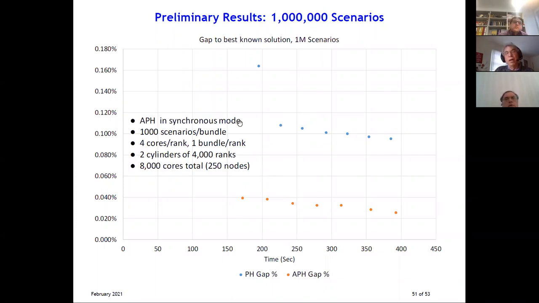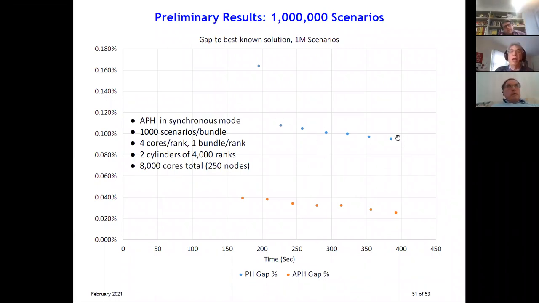And so we're running again in synchronous mode. So it's just like every rank solves one subproblem and does a coordination. So it's not really asynchronous yet. It's just a different algorithm. But to do a million scenarios, which is 1,000 bundles of 1,000 scenarios each, we have to use 8,000 cores, which is 250 nodes. And again, this gap now is to the best known solution as opposed to the true known optimum. But you can see again, the new algorithm is similar, but a little better than progressive hedging.